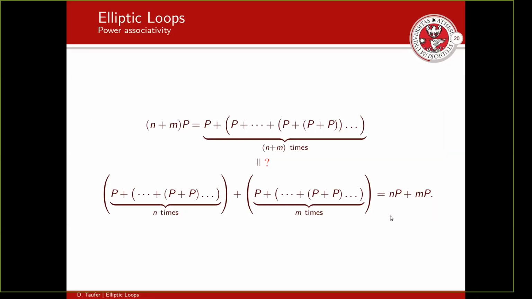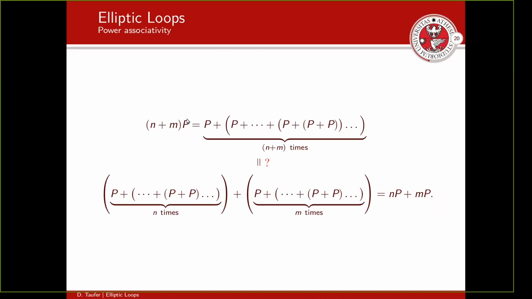Okay, now we know that we do not have associativity. What could we hope for? Well, at least we could hope for having power associativity, which is a weaker version of associativity, but it is something that we strongly would like to have.